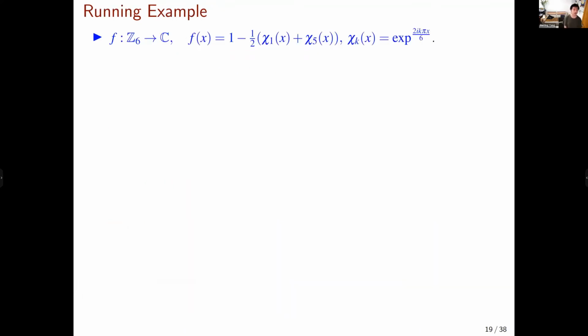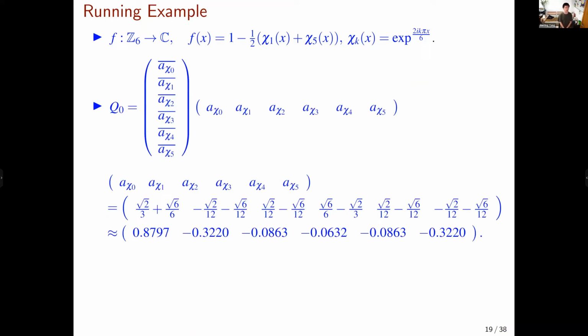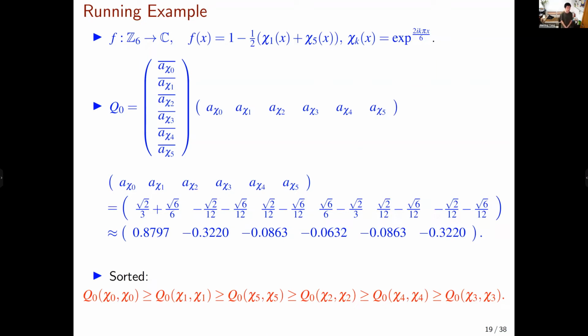So here we give a running example. Let's say we still consider this function f. And the solution of the convex relaxation problem Q0 is the outer product of this vector a_chi. Here on this page we show the a_chi, and we sort the diagonal elements of Q0.